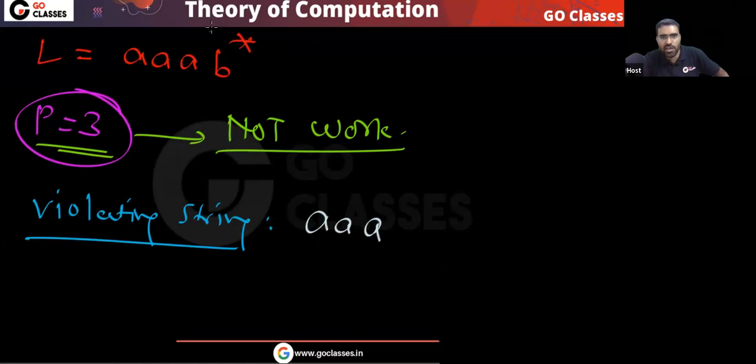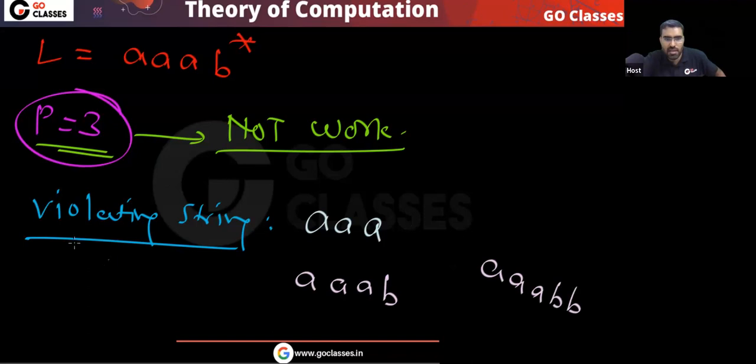This triple A is the violating string. You can take this triple A. Yes or no? Actually, one more interesting thing: this is also a violating string. Can you notice every string is a violating string? Actually, every string of L violates.